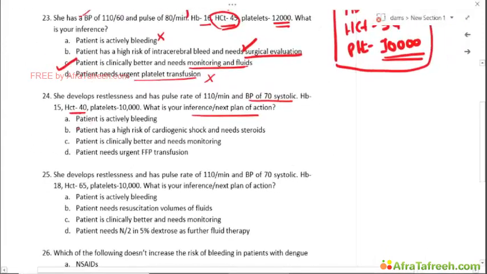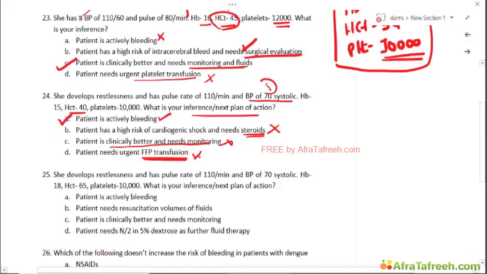The patient is actively bleeding. Yes. The patient is at high risk of cardiogenic shock and needs steroids. No, no, no. Steroids are contraindicated in dengue and should be avoided. Patient is clinically better and needs monitoring. No, the patient is not clinically better. The patient has developed hypotension, which is not better. So this is wrong. Patient needs urgent FFP transfusion. No, FFP is not indicated in patients with dengue, even if they are bleeding upfront. It is fresh whole blood which would be required. So this is not the right answer. Yes, the right answer would be the patient is actively bleeding. That's correct.